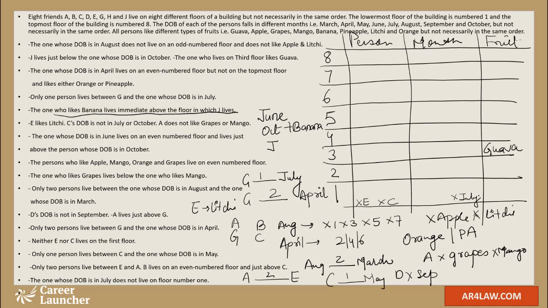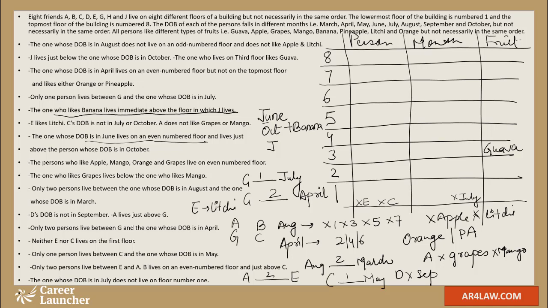Now let's start with the placement of the person whose birthday is in June. That person can be placed on either floor number 8 or floor number 6. Why? Because if I place the one whose birthday is in June on floor number 4, Guava and Banana would clash, because it's been given to us that the one whose date of birth is in June lives on an even numbered floor. So for June, I can only have 2, 4, 6, 8.